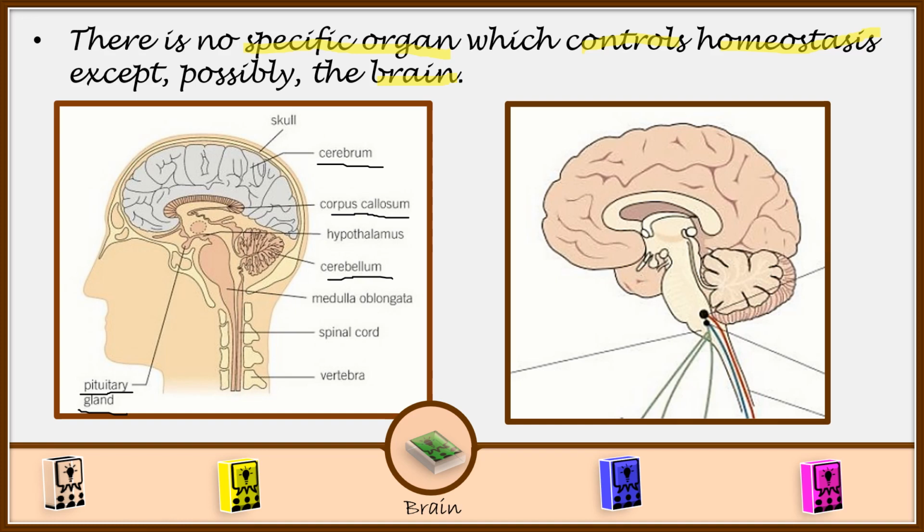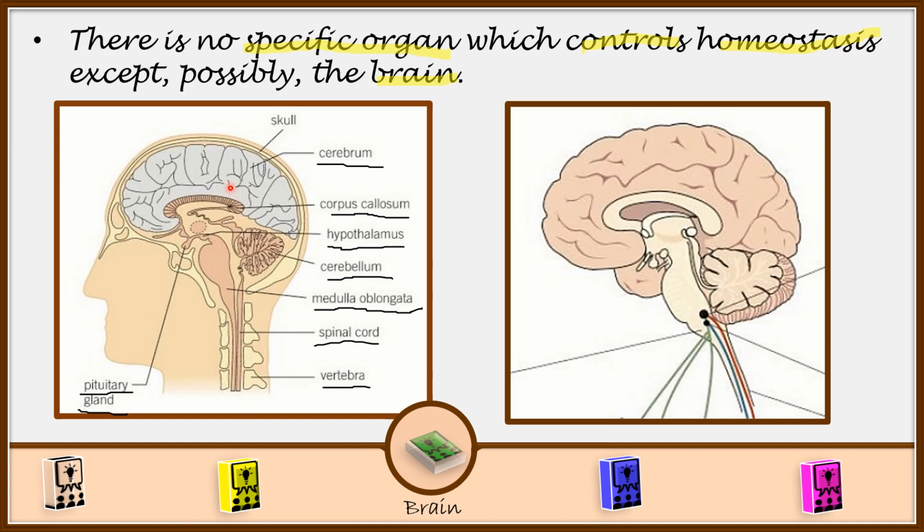Then on the upper side of the pituitary gland, as we are seeing here, we have what we call the hypothalamus. The pituitary is here, so the hypothalamus is here on the upper side. Now we have another major part here, the big swelling part, which we refer to as the medulla oblongata. The medulla oblongata joins to the spinal cord, which passes through the vertebra.